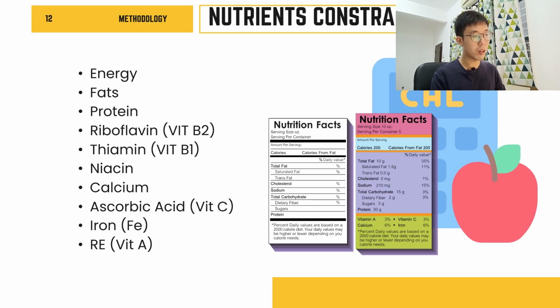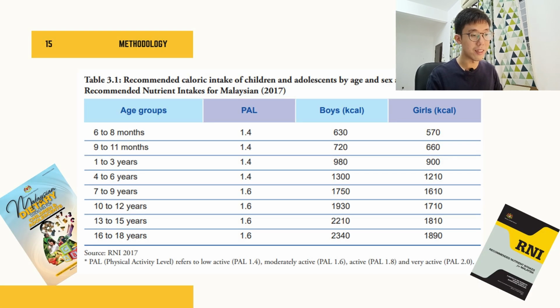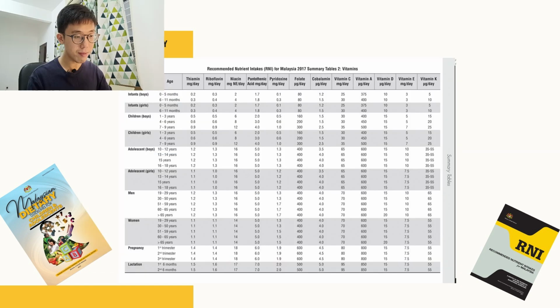So here are the nutrient constraints in our optimization models. We have energy, fats, proteins, riboflavin, thiamine, niacin, calcium, ascorbic acid, iron, and more. So these are the secondary data sources involved in the study from the RNI 2017 and Malaysian Dietary Guidelines. So these are the energy requirements for the age group of 7 to 12, for boys and girls. So these are the nutrients involved in our study, and this would act as the constraint as well on the nutritional requirement for the ASD children.